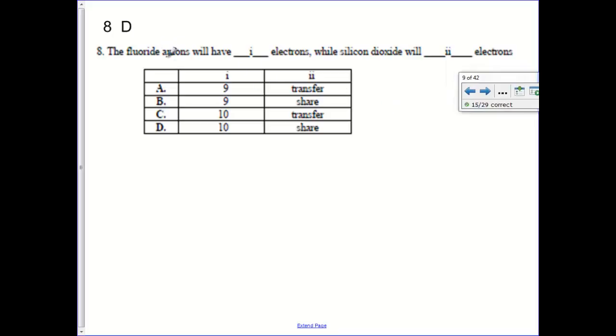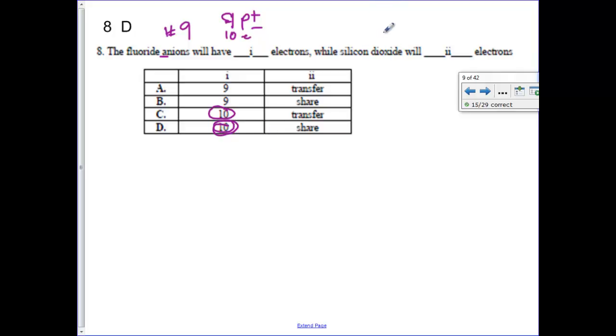Okay, fluorine anions. Fluorine, if you look on your periodic table, is number 9. So that means normally it has 9 protons. But if it's an anion, it's gained an extra electron, because now it's an ion, so it should have 10 electrons. So that means it should have been one of these guys right here.